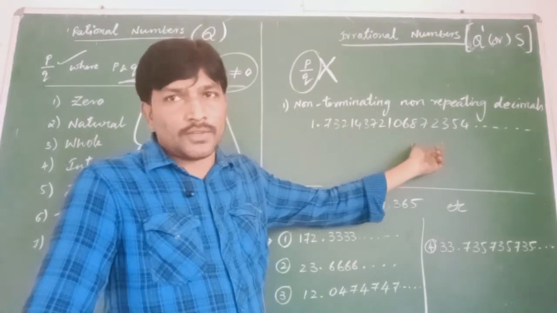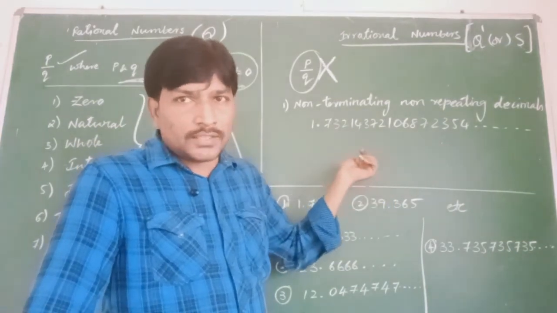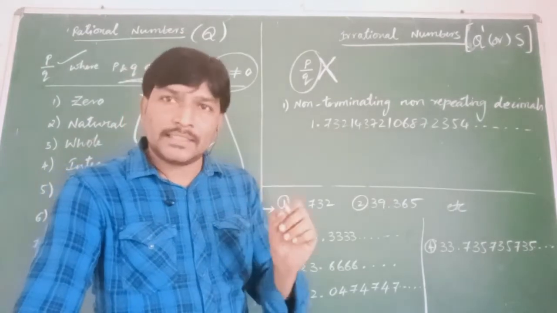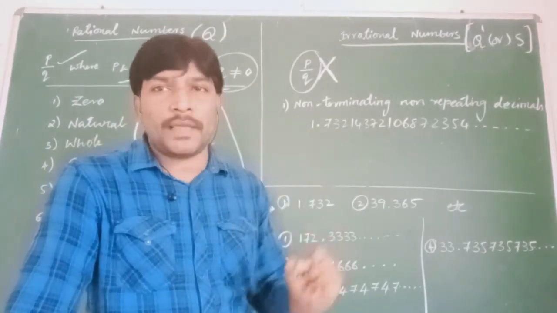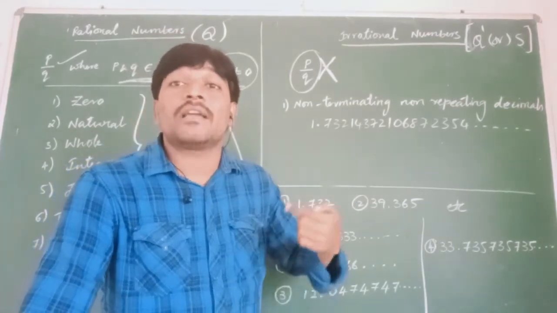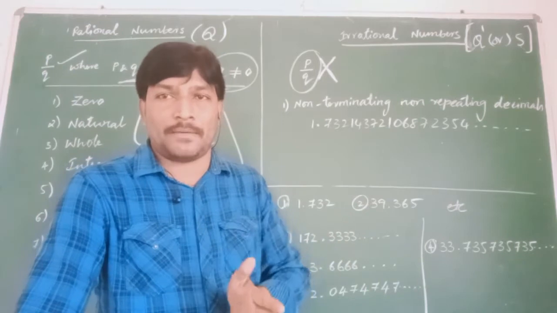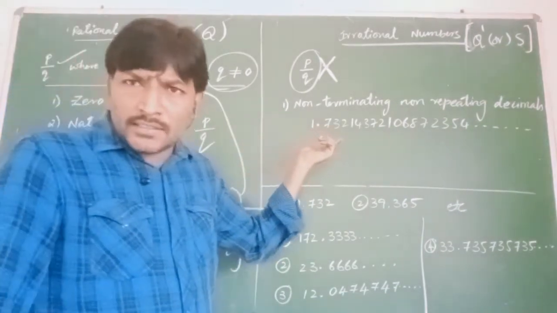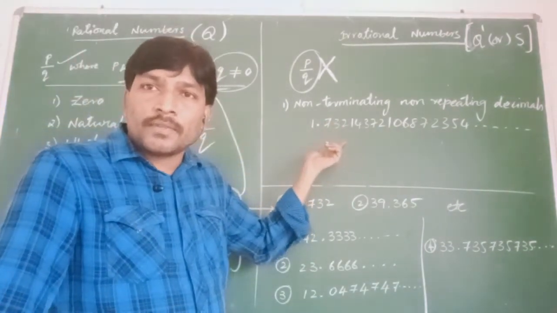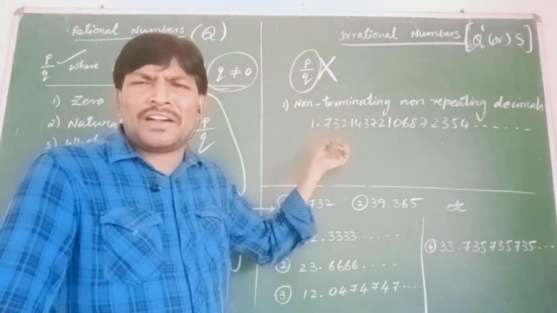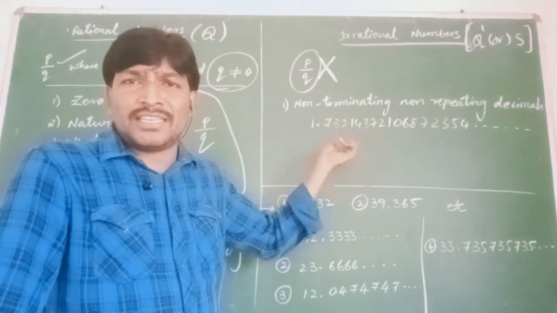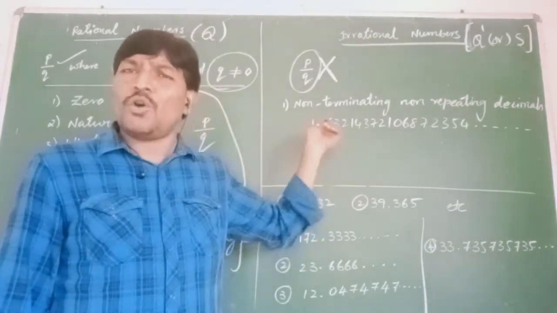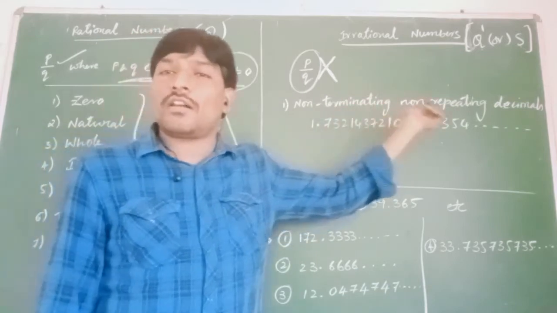So non-terminating, first thing. Repeating means the repetition should be a digit or a group of digits, and the repetition should be continuous. That means there should not be any break. If you observe this here, not a digit, not a group of digits are repeating continuously. That means all are different, all shuffled. There is no repetition at all. So it's non-terminating, and there is no repetition. So, non-terminating, non-repeating decimals.